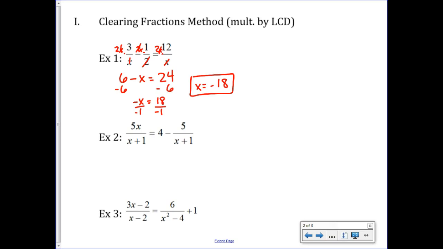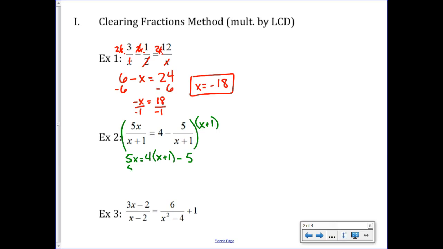All right, to get rid of the denominator in this next one, it looks like we just have x plus 1. So I'm going to take the whole thing and multiply everything by x plus 1. Well, when I do that to the first one, the x plus 1's just cancel out. So I'm left with just 5x equals. Now when I multiply by the 4, there's nothing to cancel, so I am multiplying by x plus 1. Then I have a minus 5, and those x plus 1's cancel, so nothing else there.